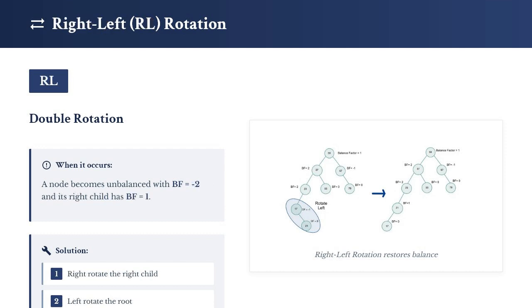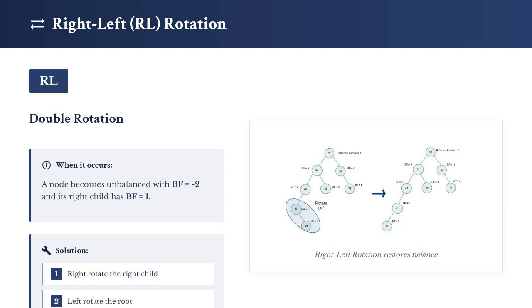The right-left rotation is the mirror image of the left-right rotation. We use it when a node becomes unbalanced because its right subtree is too tall on the left side. This occurs when a node has a balance factor of -2 and its right child has a balance factor of 1. For example, imagine a tree with 10 at the top, 30 on the right, and 20 between them.